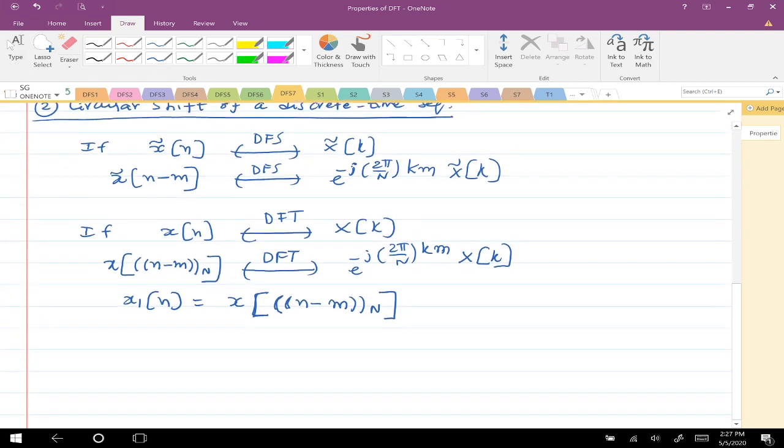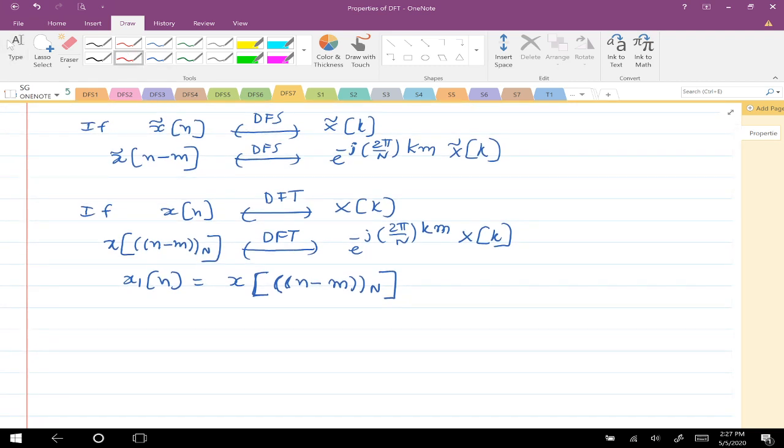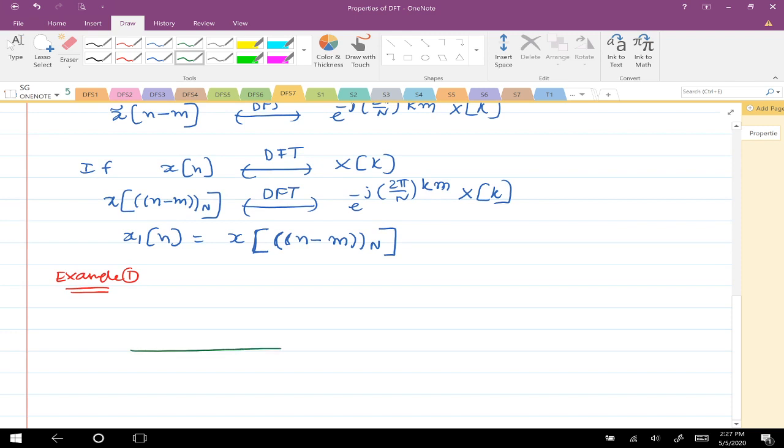Okay, let's solve one example problem here. Let's say I have a sequence of 1, 2, 3, 4. I'm reducing the scale a bit from what it should have been. So n is 0, 1, 2, 3, 4. This is my x of n.